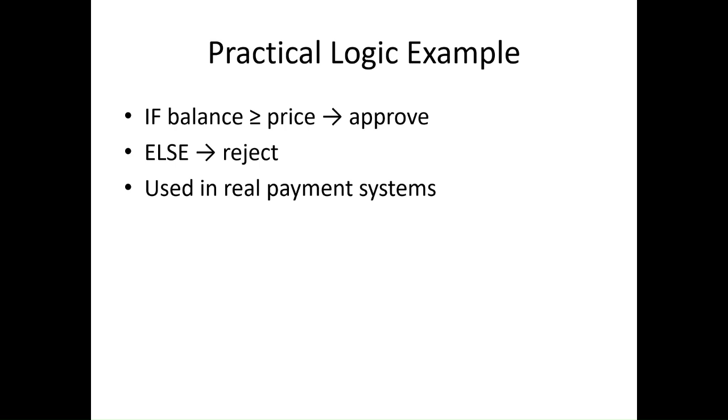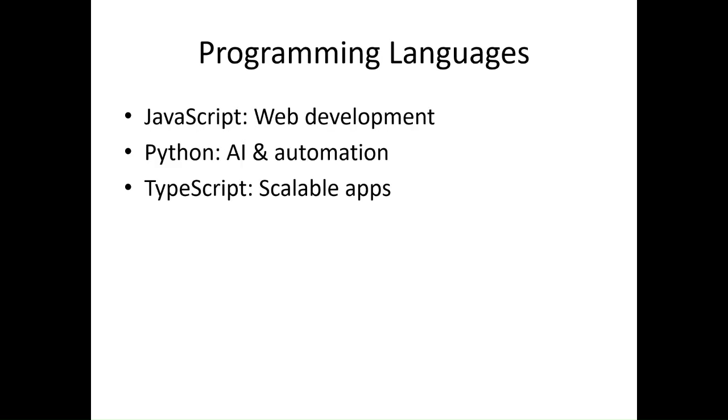All right. So one example of practical logic is the if statement. Like if balance is greater than or equal to price, then approve. Else reject. This is used in real payment systems. This is usually wallet logic. So if someone is making a payment and the balance is greater than or equal to the price, approve. If the balance in the wallet is not at least equal to the price, it rejects. A simple practical logic example.